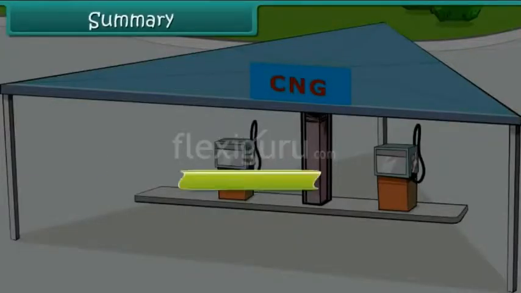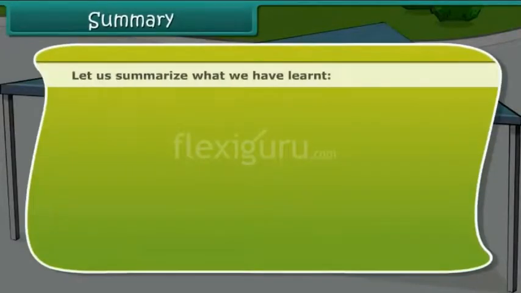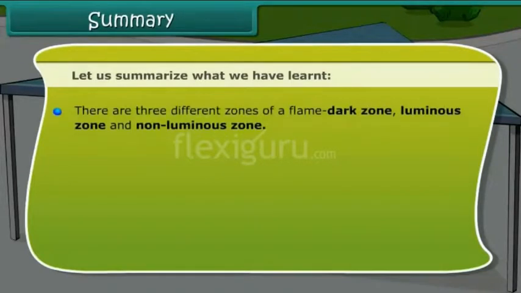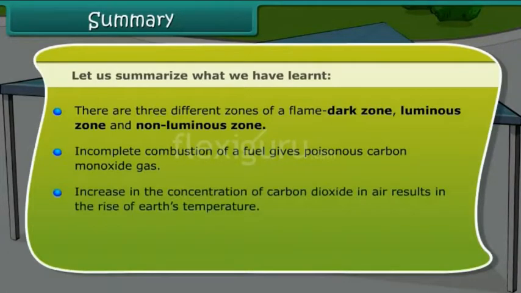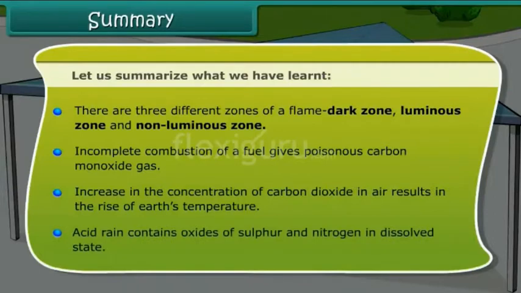Summary. Let us summarize what we have learned. There are three different zones of a flame: dark zone, luminous zone and non-luminous zone. Incomplete combustion of a fuel gives poisonous carbon monoxide gas. Increase in the concentration of carbon dioxide in air results in the rise of Earth's temperature. Acid rain contains oxides of sulfur and nitrogen in dissolved state.